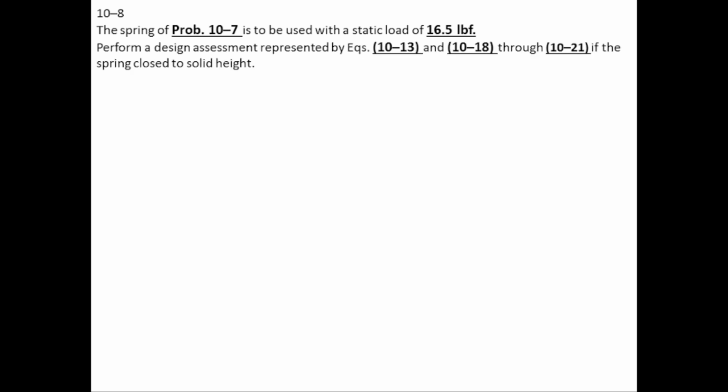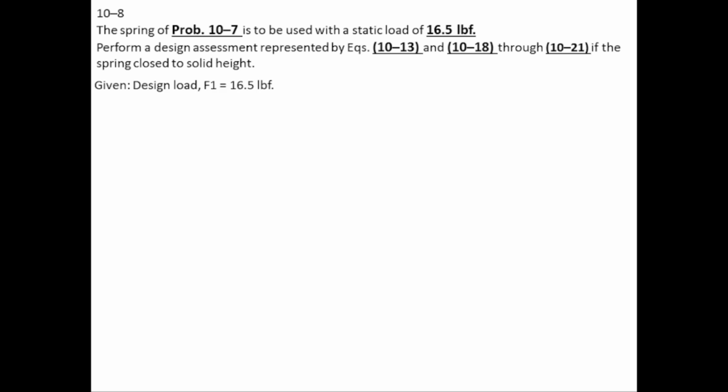Our today's tutorial is about problem 10.8, and in the problem it is given that the spring of problem 10.7 is to be used, which is forced by an amount of 16.5 lbf. We are required to do design assessment based on equations 10.13, 18, 19, 20 and 21 such that the spring is forced to solid height.